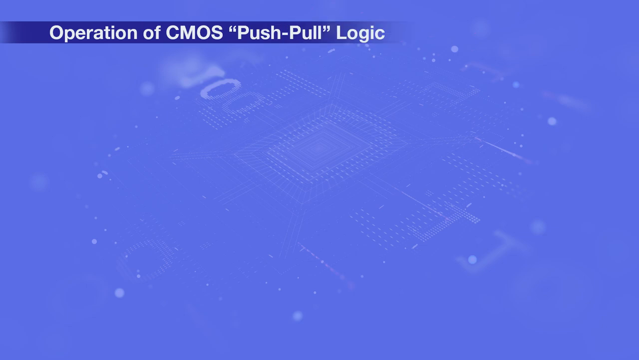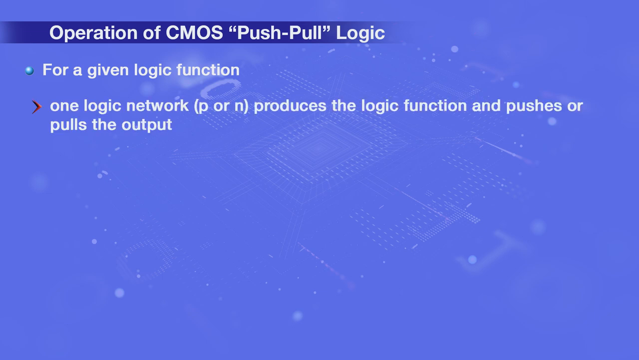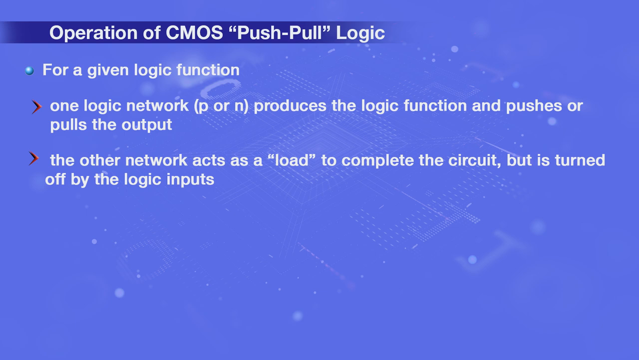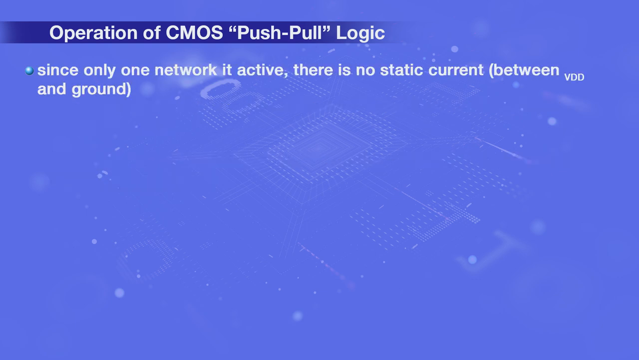So let's discuss the operation. For a given logic function, one logic network, either P or N, produces the logic function and pushes or pulls the output. The other network acts as a load to complete the circuit, but it is turned off by the logic inputs. Since only one network is active, there is no static current between VDD and ground and zero static power dissipation.